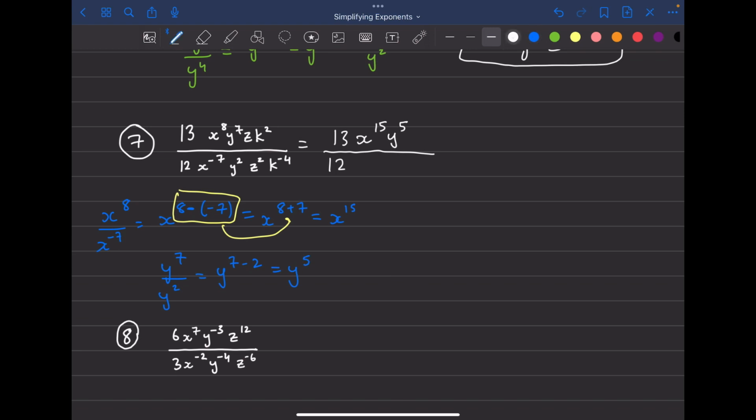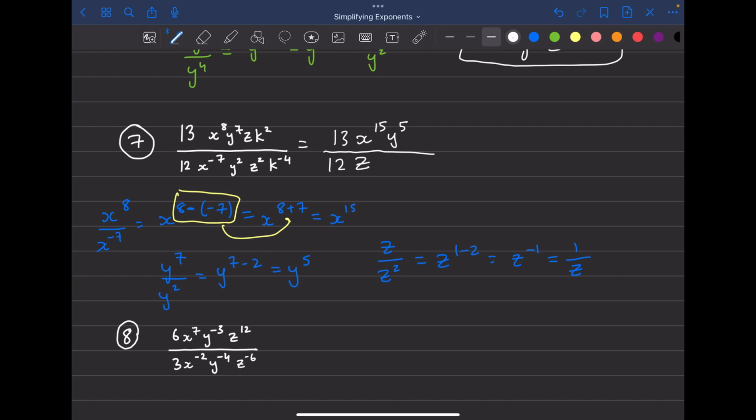And now for the z's, we have z over z squared, which is equal to z to the power of 1 minus 2, which is z to the power of negative 1, or just 1 over z. So we have a z on the bottom.